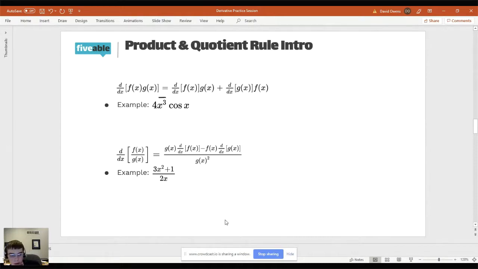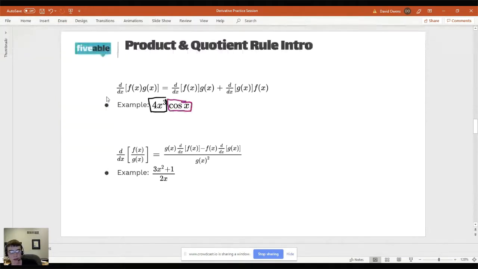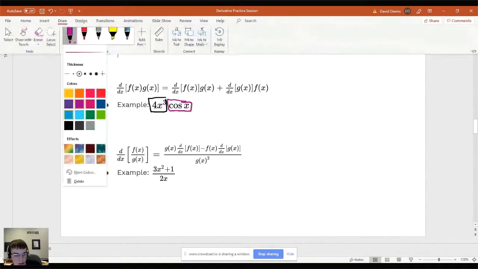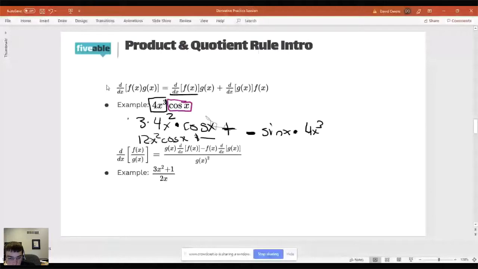So let's look at this. We've got these two functions, 4x cubed and cosine x. Let's look at how we might apply the rule to this. We've got our first function, and we'll take the derivative of that. So it will be 3 times 4x squared times the second function, cosine x. And we'll add to that the derivative of cosine x, which is negative sine x, and then we'll multiply that by the first function, 4x cubed. If we simplify all that, this will become 12x squared times the cosine of x, and then we'll add a negative, so it'll just become a subtract, and we'll have 4x cubed sine x.